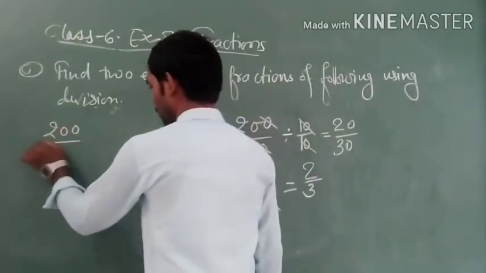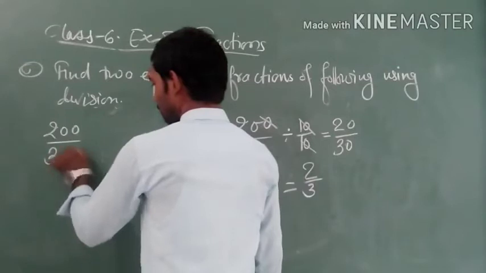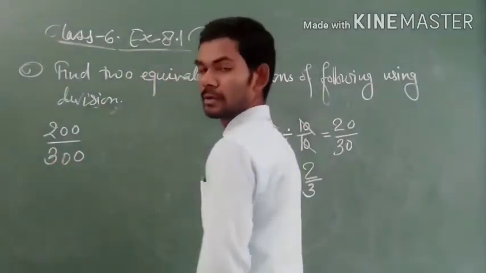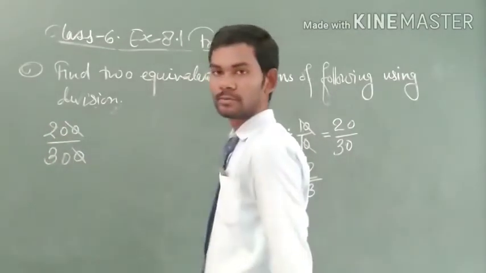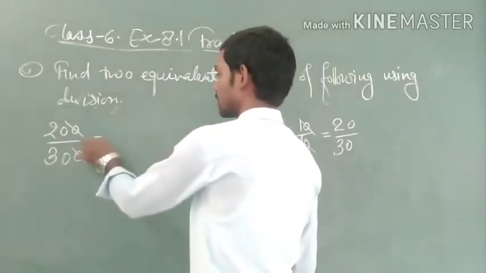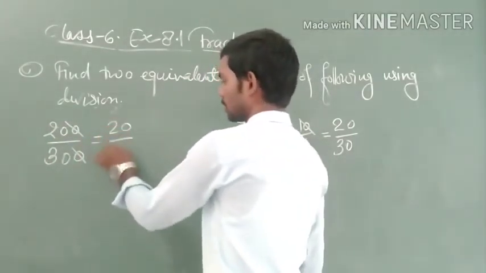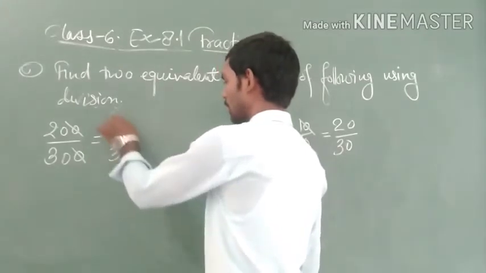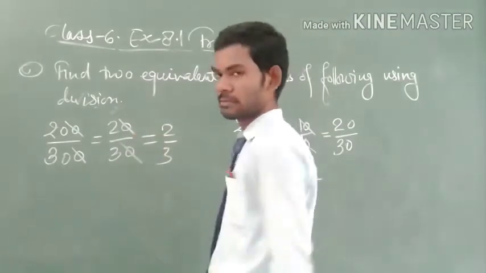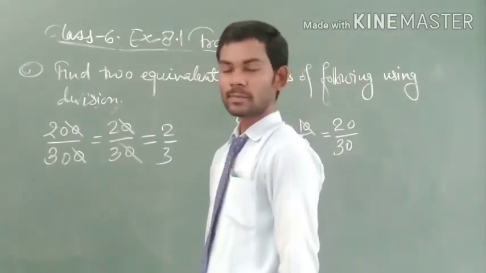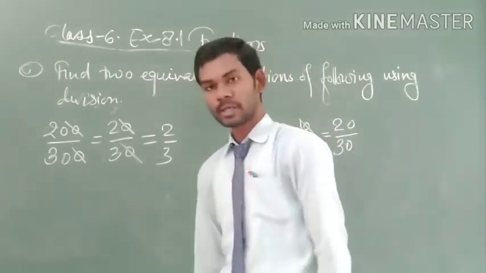200 upon 300. We can simply solve. First divide, cancel out 1 zero. Then here we get 20 upon 30. Again divide by 10, we get 2 upon 3. Okay? I hope it is clear.